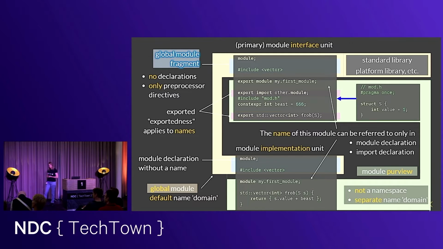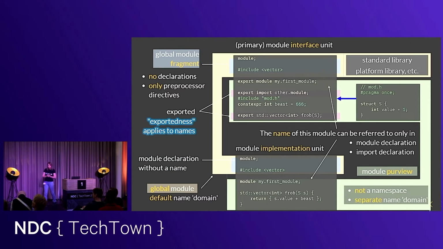Each module translation unit can optionally have a leading section where you can have a small fragment of the global module, and this is where you can introduce, for example, the standard library headers or other headers that you already have to make them available to implement your interface or your implementation. And this is introduced by a module declaration without a name. So the global module doesn't have a name on its own.